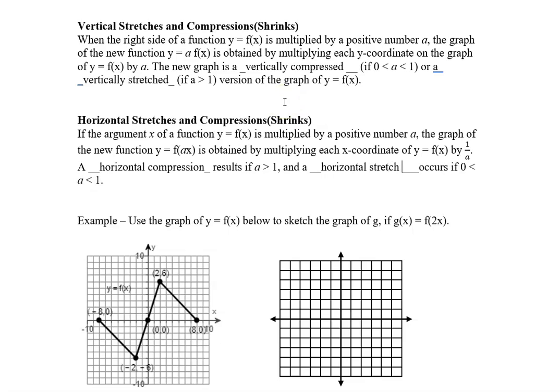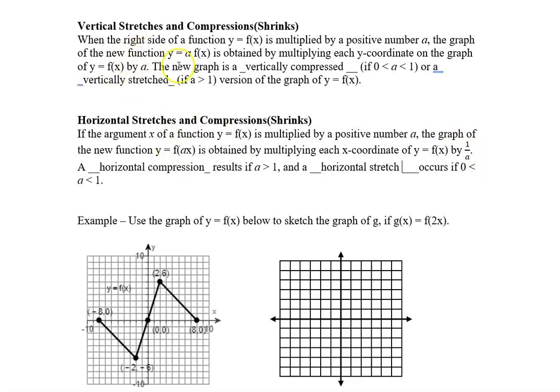So what I want us to notice here again is that horizontal stretches and compressions occur when the argument is multiplied by some number a. And I want us to notice that because we're multiplying by 1 over a and not by a, it actually is going to do the opposite of what we would expect to make sense.